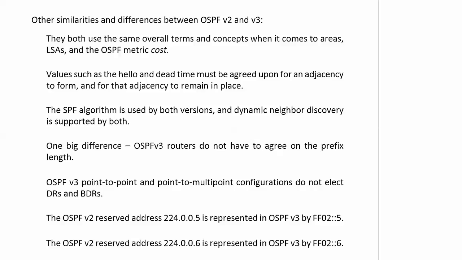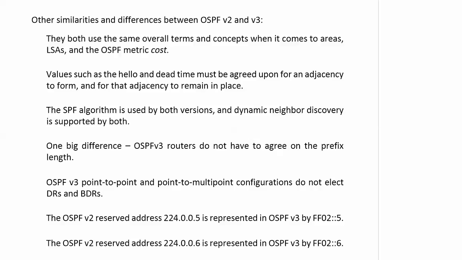One big difference between the two, version 3 routers don't have to agree on the prefix length. Remember in version 2, and I know that's been a while and we've hit you with a lot of information here, but remember how we had those two addresses that were actually sequential but they had slightly different masks so we could not have an adjacency? Well, again, version 3 routers do not have to agree on the prefix length. Version 3 point-to-point and point-to-multipoint configurations do not elect DRs and BDRs.